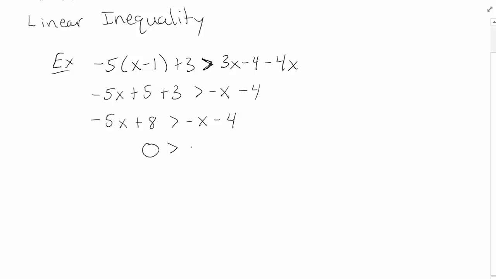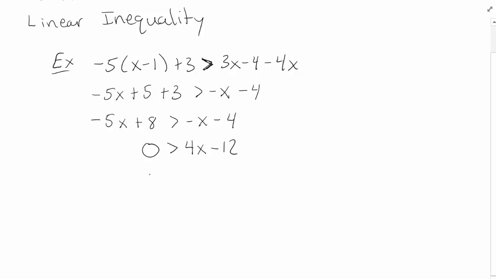If I add 5x to both sides, I have a negative x plus 5x, that's 4x. And then subtract 8 from both sides, I get a minus 4 minus 8, that's a minus 12. So I have 0 is greater than 4x minus 12, which is equivalent to my original question. So if I can solve this, then I'll find the solutions to the original.